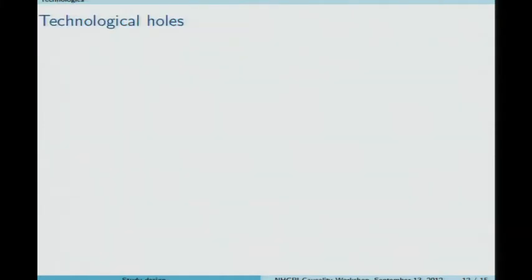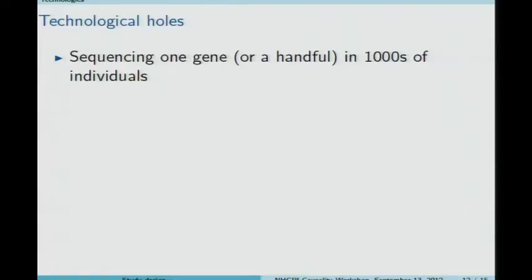So finally, technologies. We thought of a couple of what we think of as technological holes, that is, studies that we'd really like to do, but it's not really feasible given technologies that are available today. So for instance, it's still pretty difficult to use next-gen tech to sequence, say, one gene or just a couple in thousands of individuals. And things are changing in the sense that if you look at targeted sequencing, the actual cost of running the sequencing machines is like a rounding error in the total cost of the experiment.